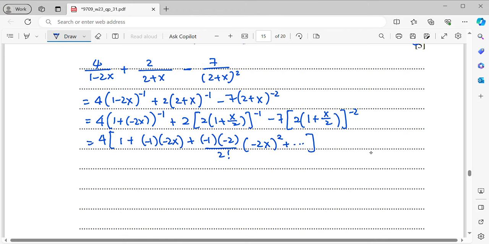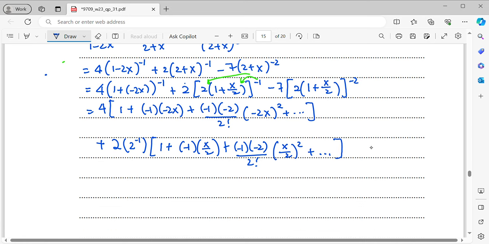Okay, now, for the next one, it's going to be 2. This is 2. But then, when you see here, this minus 1 must be applied to these 2 terms. So, I will be getting 2 power negative 1. Then, for 1 plus x over 2 to the power of negative 1, I'm going to apply the formula. It will be 1 plus nx. X is x over 2. Then, plus minus 1 times minus 2 over 2 factorial x over 2 squared.